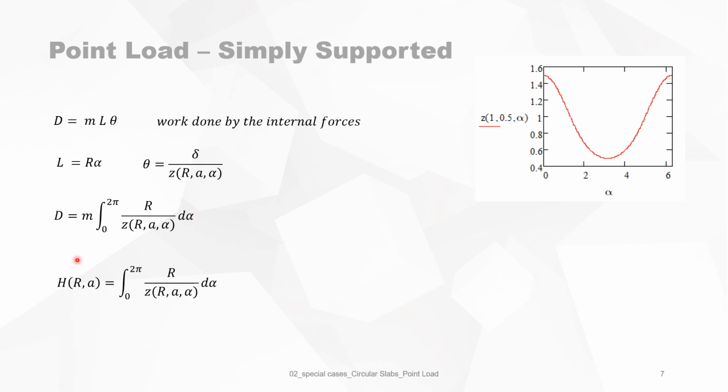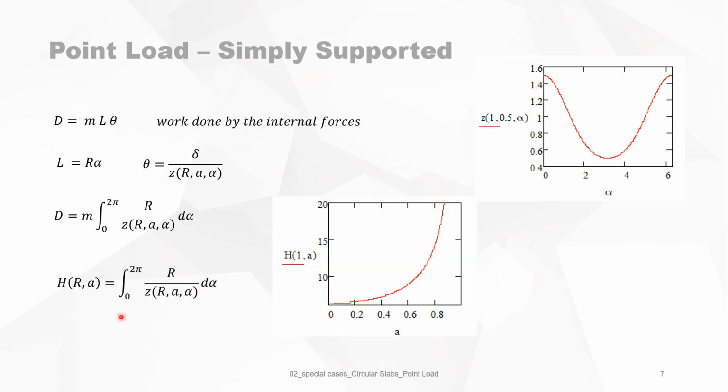In this formula, we call this integral h, a function h of r and a. Alpha is gone because of the integration. The function h, for a radius of unity length of 1 and a distance a, the point of this distance a from the center of the slab, then you still see it is like this.